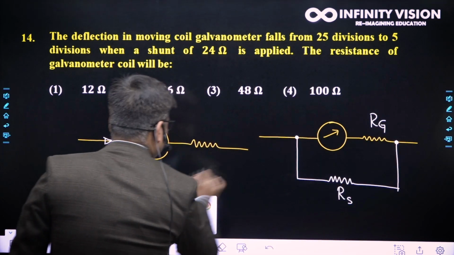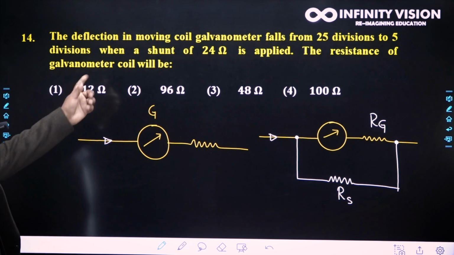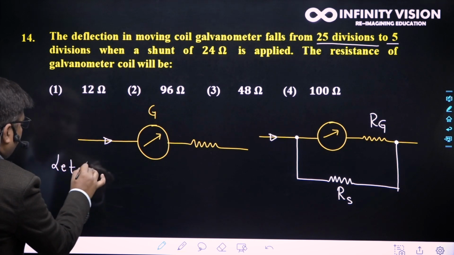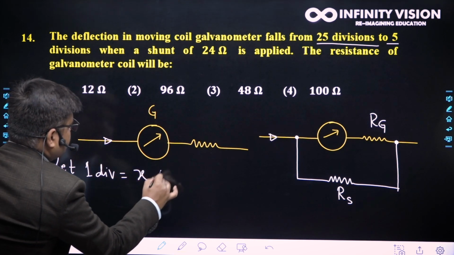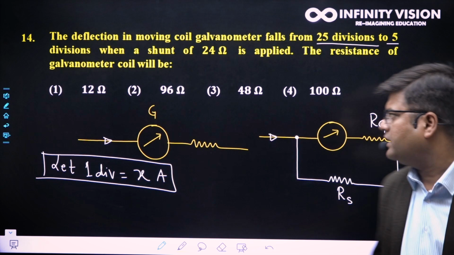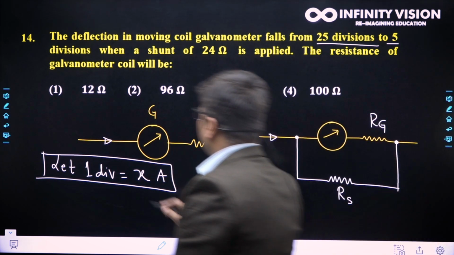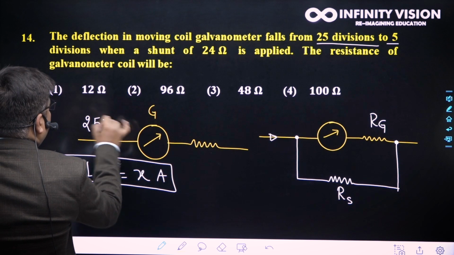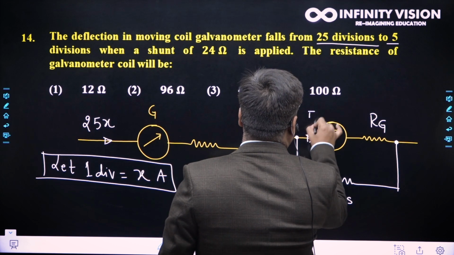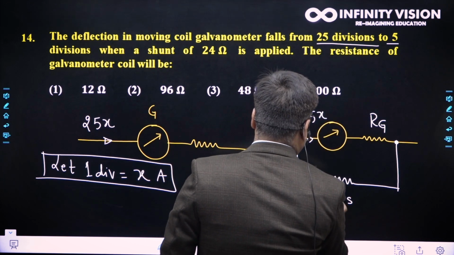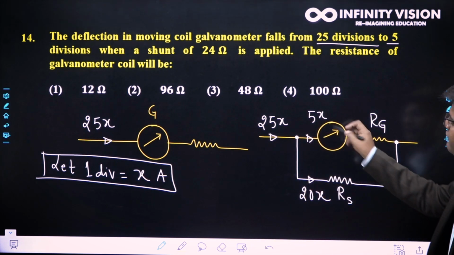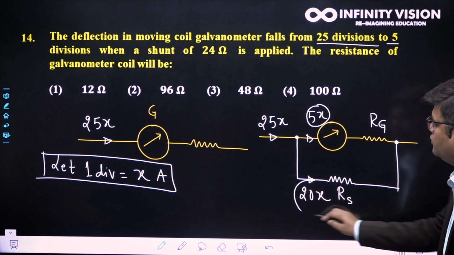Now in the first case it is being said that the deflection drops from 25 divisions to 5 divisions. First what we have to do, let one division be X ampere. One division of the galvanometer is showing X ampere current. So 25 divisions will show 25X. So here the current is 25X. Now the same current 25X is being divided in two parts. Because now we have connected the shunt, maximum current will flow through the shunt. So the current through galvanometer is 5X and current through the shunt is 20X.